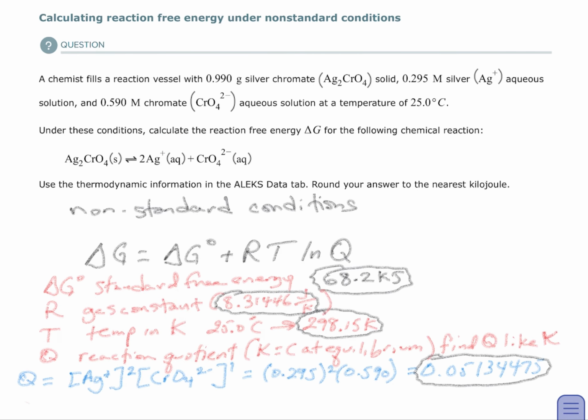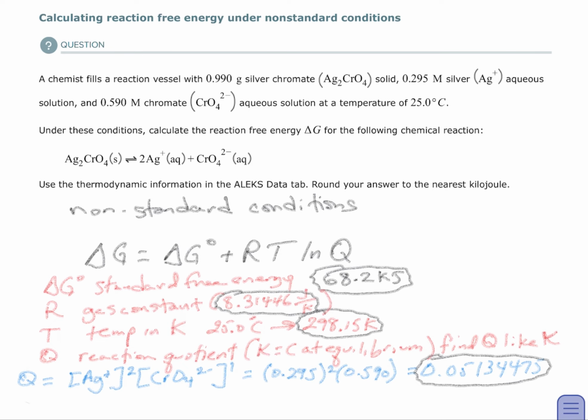So the formula that you're going to use for non-standard conditions is delta G. So this is free energy but not standard. The little 0 there in the superscript means the standard free energy. So this is just normal free energy, non-standard conditions, and it is the standard free energy plus the product of the gas constant, which is in joules per Kelvin, so 8.3 I think, times the Kelvin temperature times the natural log of your reaction quotient.